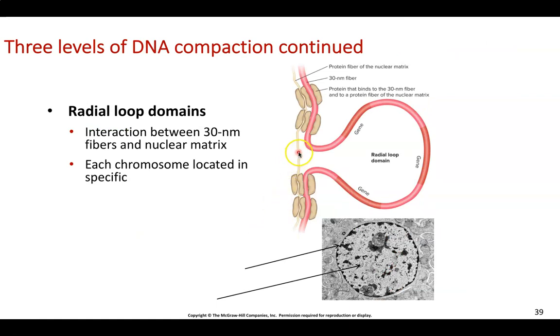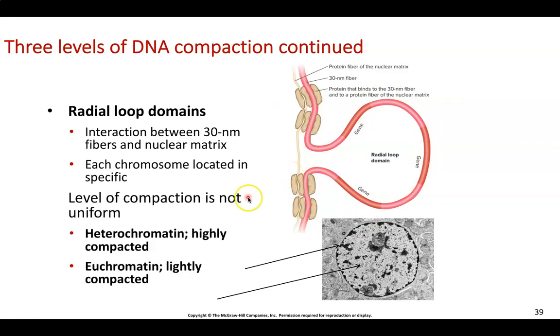When the 30 nanometer fibers get together and start to get closer, they're going to begin to form loops. So you're going to have the 30 nanometer fibers as it says here, and then you're going to have these pieces of DNA that just loop out and form a loop. That loop is called a radial loop domain. So this is just space between our 30 nanometer fibers and other 30 nanometer fibers. It's going to be a loop called a radial loop domain.